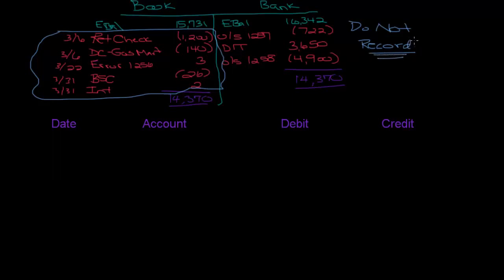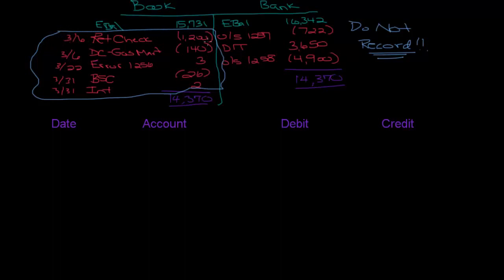Underline, underline, underline, exclamation point, exclamation point. Do not record the stuff on the bank side. The only thing we need to record is the stuff on the book side. So you can either do one journal entry, or for some of these things you may want to put them in individually. For example, the return check.